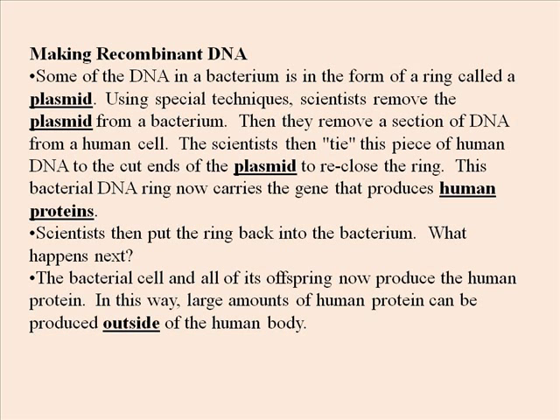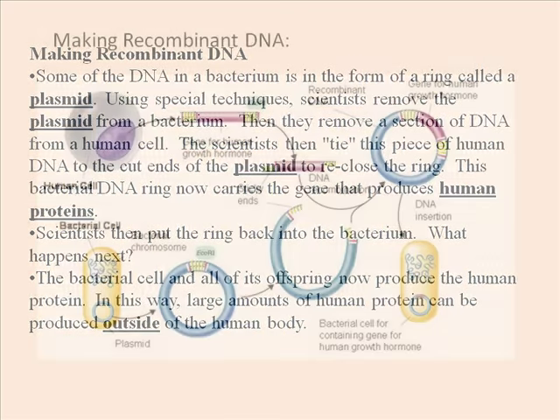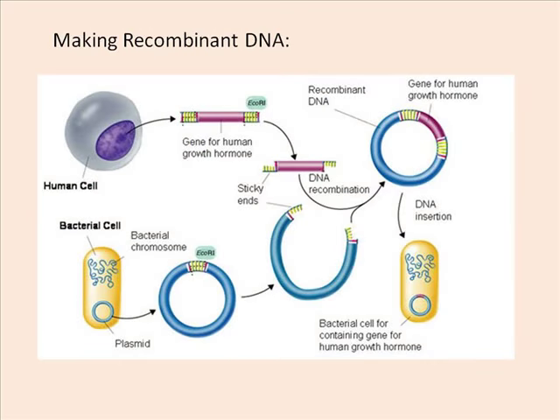On the next slide, I will show you a visual or a picture of this so you can see and understand how this happens. Here in this picture, this is making recombinant DNA. The top left-hand corner shows a human cell, and next to it has a little arrow pointing to the right, and we have a little gene for human growth hormones. This is a tiny little section of human DNA.